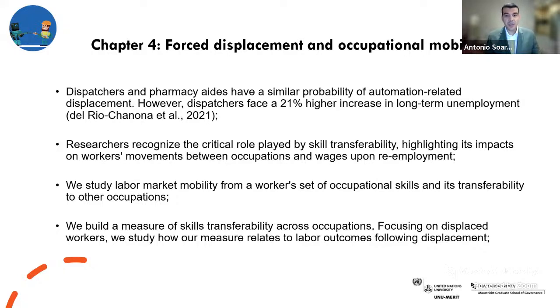The reason being that for dispatchers, it's much harder to find a job in a different occupation because of the skills they possess. Labor economists have long recognized the critical role played by skills transferability, highlighting its impacts on workers' movements between occupations and wages upon re-employment. What we do in this chapter is to study labor market mobility from a worker's set of occupational skills and its transferability to other occupations. We first build a measure of skill transferability, and then we focus on displaced workers and study how our measure relates to labor outcomes following the displacement.